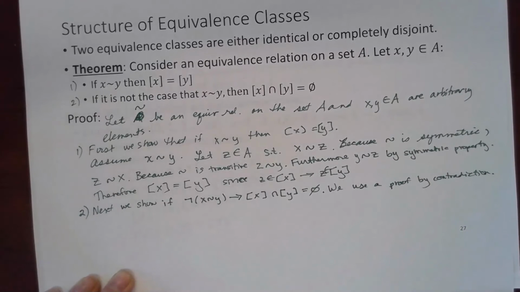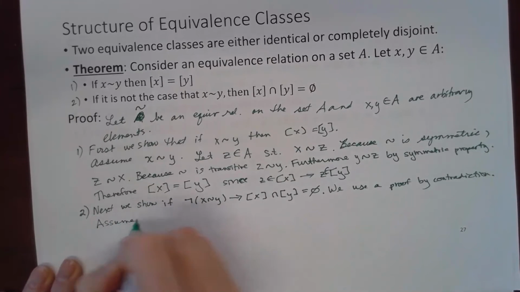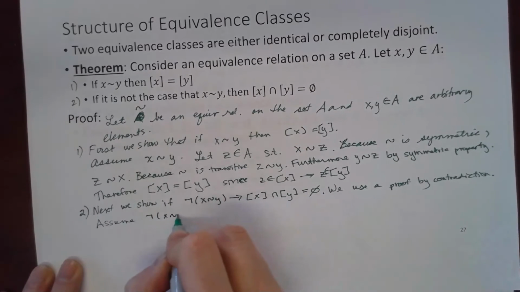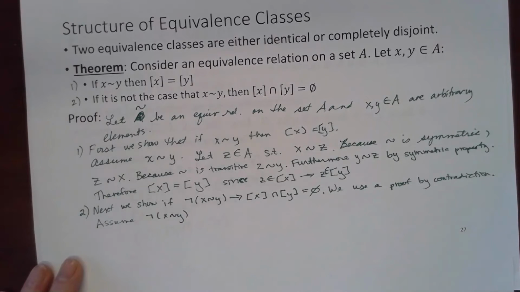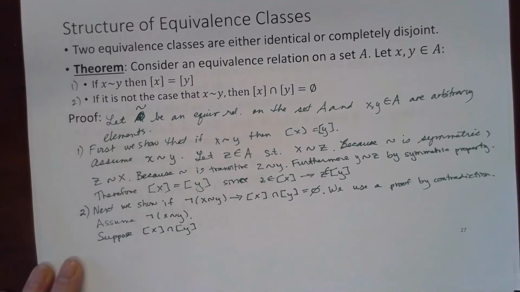Okay. So remember how a proof by contradiction works. We're going to assume the hypothesis is true. So we assume that X is not related to Y. And then we're going to say, okay, well, what would happen if the intersection actually wasn't the empty set? And then show that that would produce some kind of contradiction. So let's suppose that the intersection of these two is not the empty set.